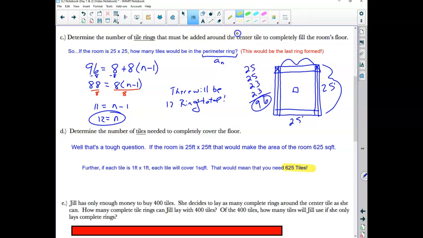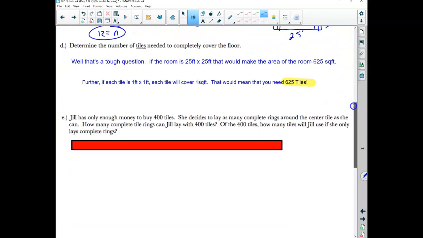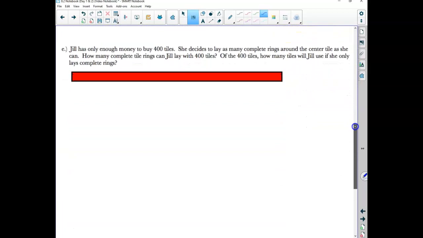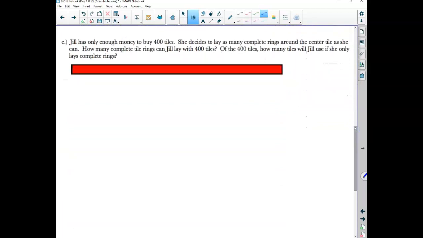Well, that wasn't very difficult math, and let's face it, that didn't have anything to do with my sequence and series. But this last one, saddle up, man. This last one's going to be a beast, okay? Jill has only enough money to buy 400 tiles. Man, must be expensive, special tiles. She decides to lay out as many complete rings around the center tile as she can.